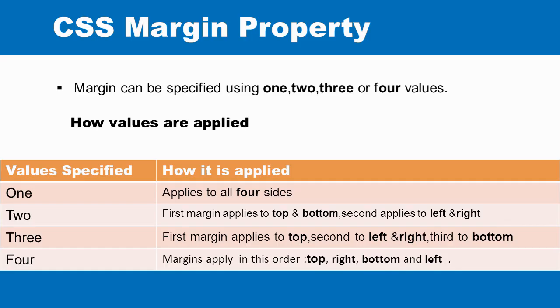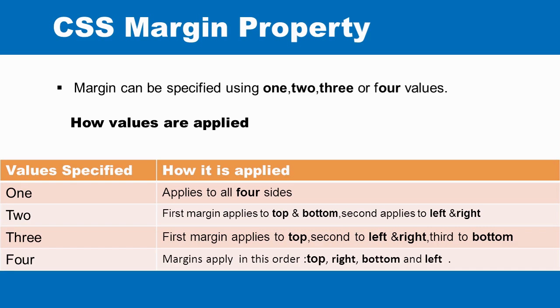Say if you have just one value specified, that value is applied to all the 4 sides of the margin. If you have 2 values specified, the first margin applies to the top and the bottom. The second applies to the left and the right. When there are 3 values specified, the first margin applies to the top, the second goes to the left and the right, and the third goes to the bottom.